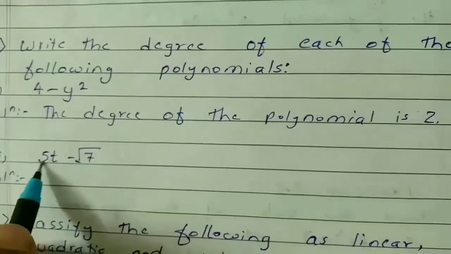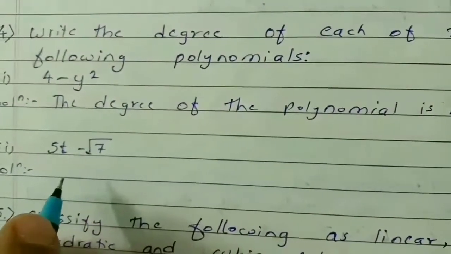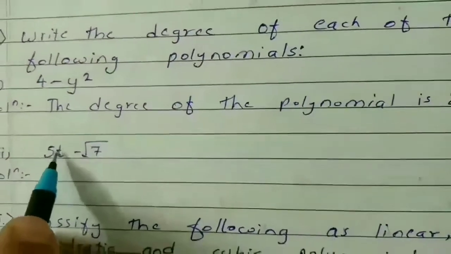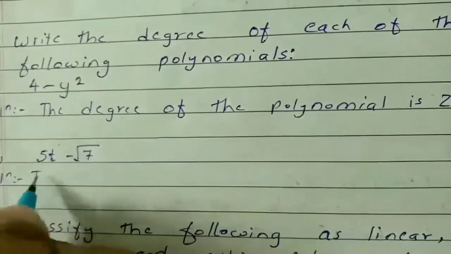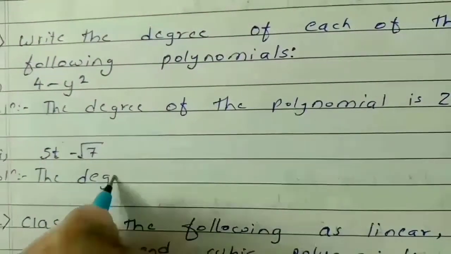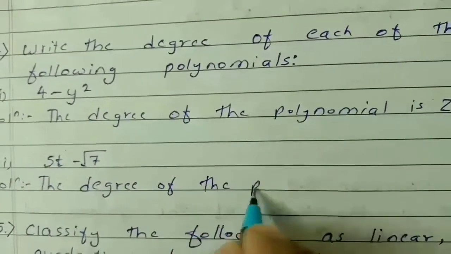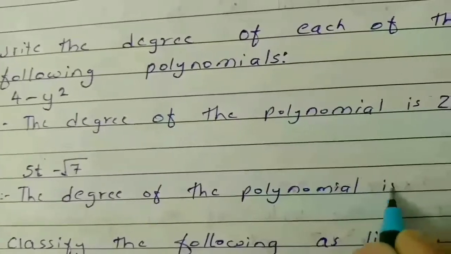Now 5t minus root 7. The degree of this polynomial is t raised to nothing. That means t raised to 1. So you write it as degree of the polynomial is 1.